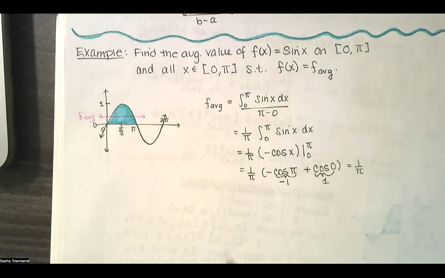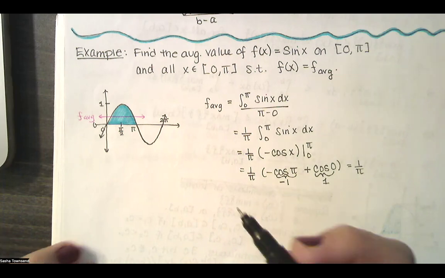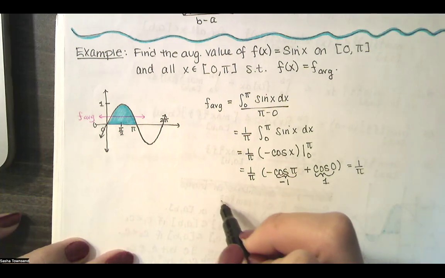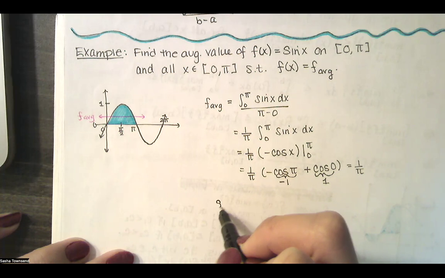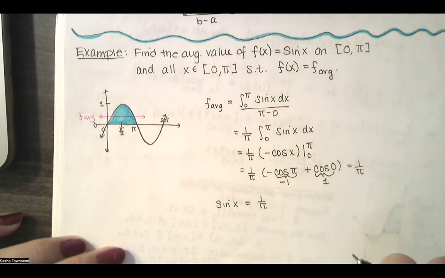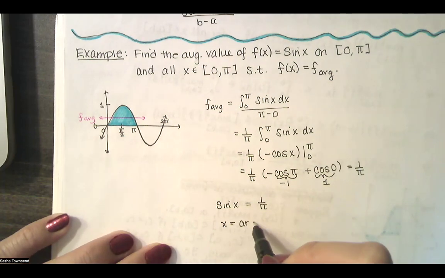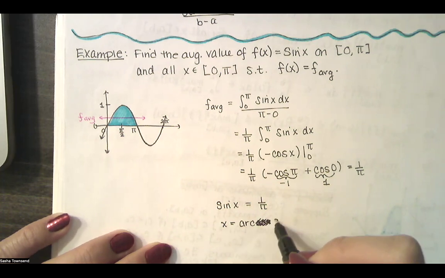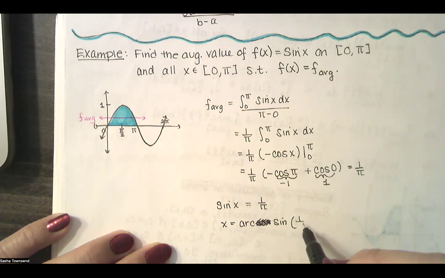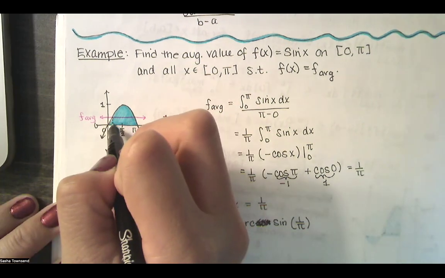Now we're asked to find all x values in the interval from 0 to pi such that f of x equals f average. So I want sine of x, that's my f of x, to equal f average. Goodness, I don't know. X will equal the inverse sine, or arc sine, of 1 divided by pi. But there are going to be two values. There's going to be that one.